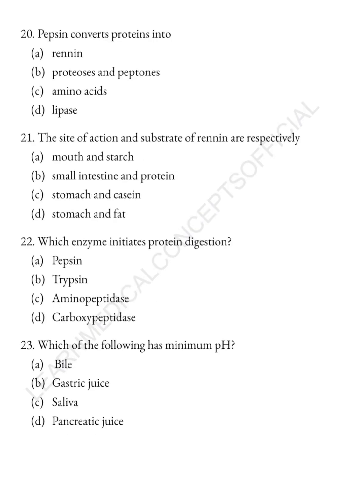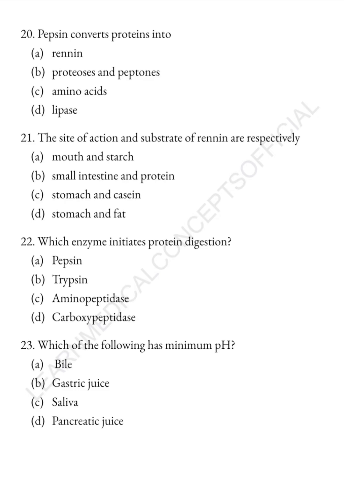20th question. Pepsin converts proteins into option A, renin, option B, proteases and peptones, option C, amino acid, and option D, lipase. And your time starts now. And the correct answer is option B, proteases and peptones. It is a direct line from the NCERT.